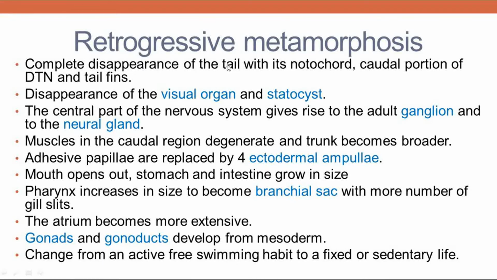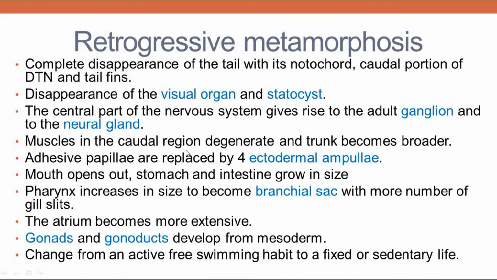Complete disappearance of the tail with its notochord, caudal portion of the dorsal tubular nerve cord and tail fins will occur. Then disappearance of the visual organ and statocyst will occur. Central part of the nervous system gives rise to the adult ganglion and the neural gland. Means the caudal portion of the dorsal tubular nerve cord will be lost and only the cephalic portion of the nervous system will remain. That will be converted to ganglion and the neural gland.